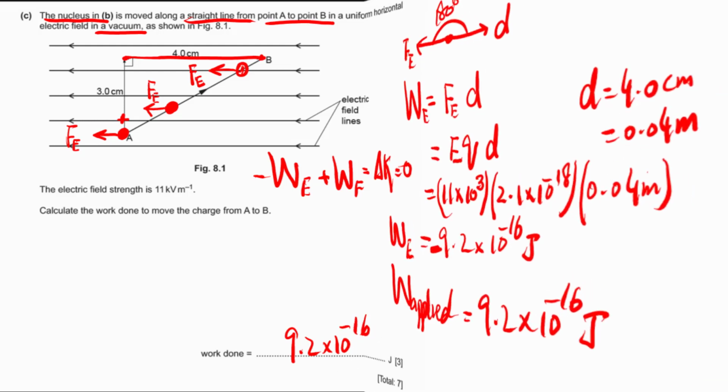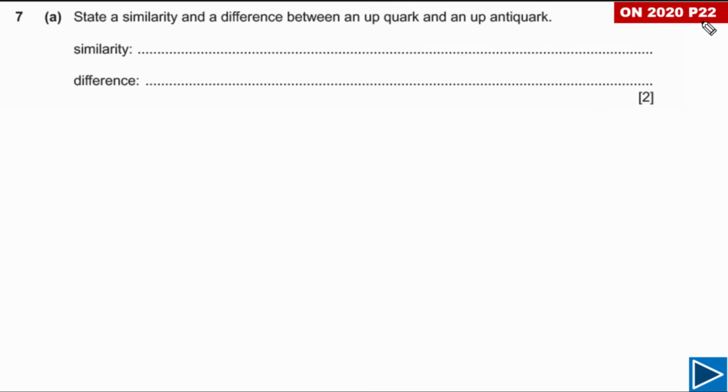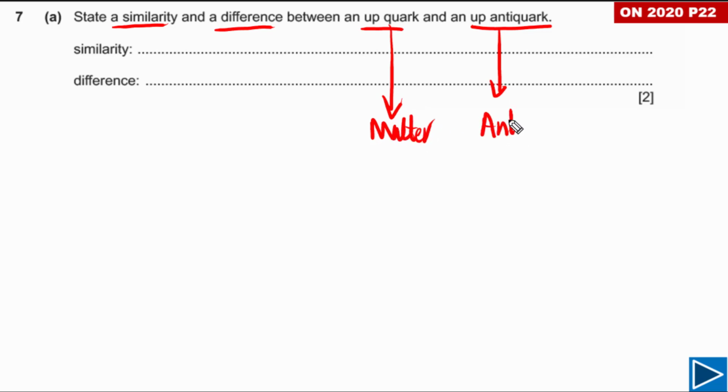This question is from October-November 2020 paper 2-2 and is very similar to paper 2-1 from October-November 2020, because this is also asking for a similarity and a difference between an up quark and an up anti-quark. We have discussed this a lot. They are matter and antimatter. So again, we can write down that the difference between these two is that one is matter and the other one is antimatter.